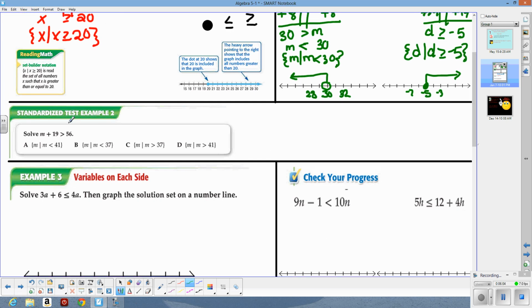Next example, solve m plus 19 is greater than 56. To solve this, you'd subtract 19 from both sides.